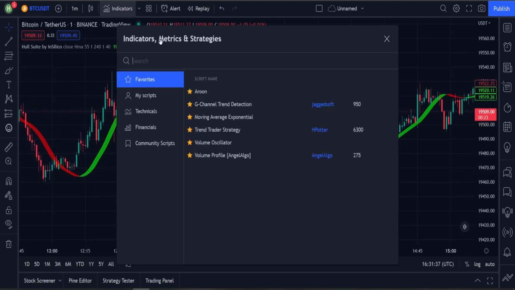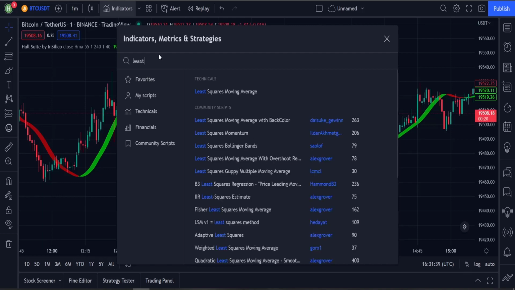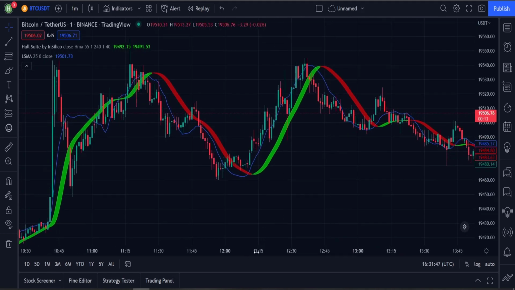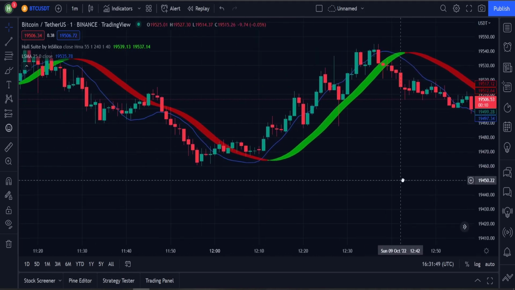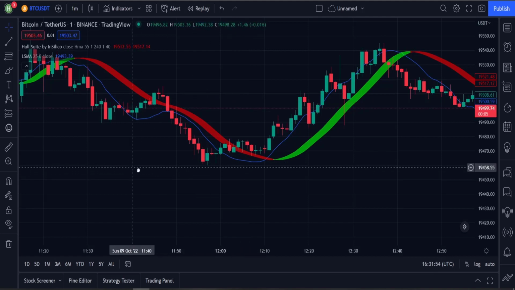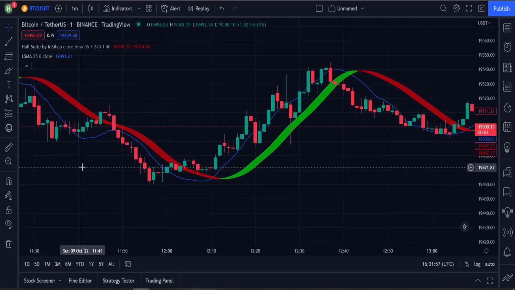For the second indicator, let's add Least Square Moving Average. Add this one right here. The least squares moving average first calculates a least squares regression line over the preceding time periods and then projects it forward to the current period. In essence, it calculates what the value would be if the regression line continued.